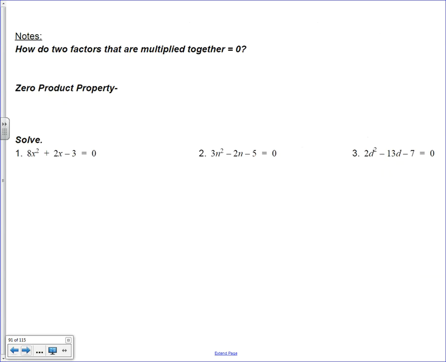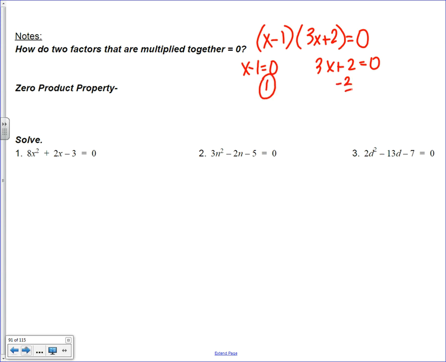I need to remind you, how do I have two factors that are multiplied together to be 0? Well, it would look something like this if I had two factors multiplied together to equal 0. So in order for that to happen, one of them has to be 0. Either x minus 1 has to be equal to 0, or 3x plus 2 has to be equal to 0. Has to. That's the only way to multiply to 0. So my two answers in this situation would be 1 and negative 2/3. This is a demonstration of the zero product property.